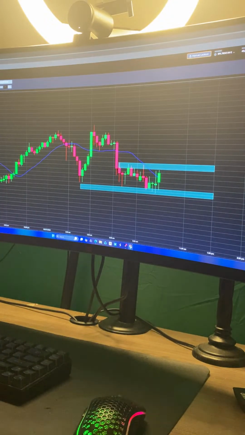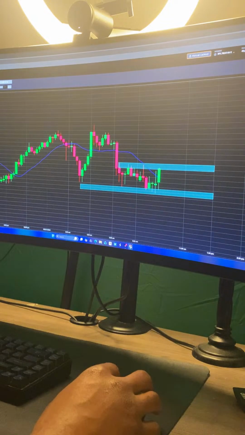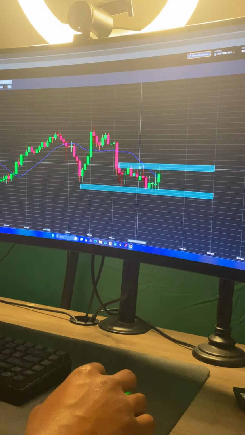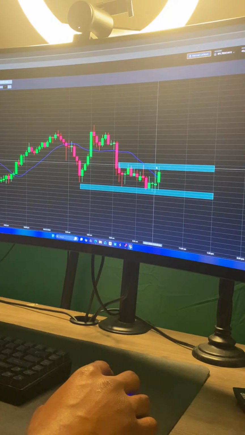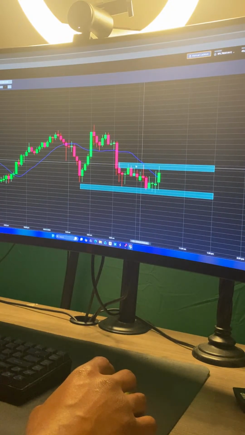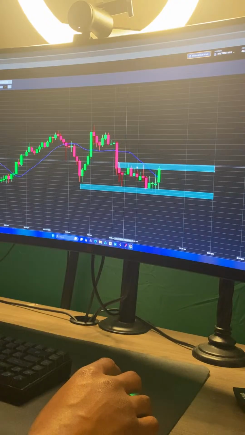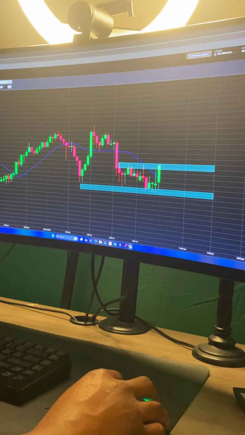What we waiting on, chat? Let me know something, chat. What we waiting on? For it to do what? For it to break, right? And what it's doing is testing in its zone again. It's creating support right now. So this is why it's always good to use the rectangle and give it a little breathing room past where it touched here. And once it does what we need it to do, and that's break.